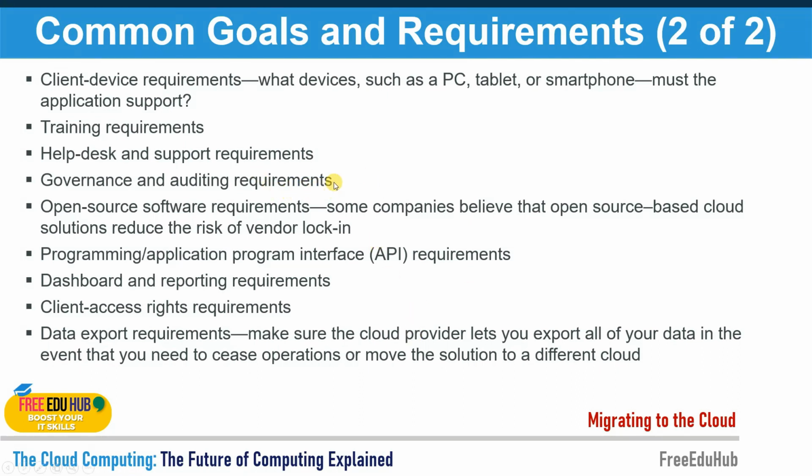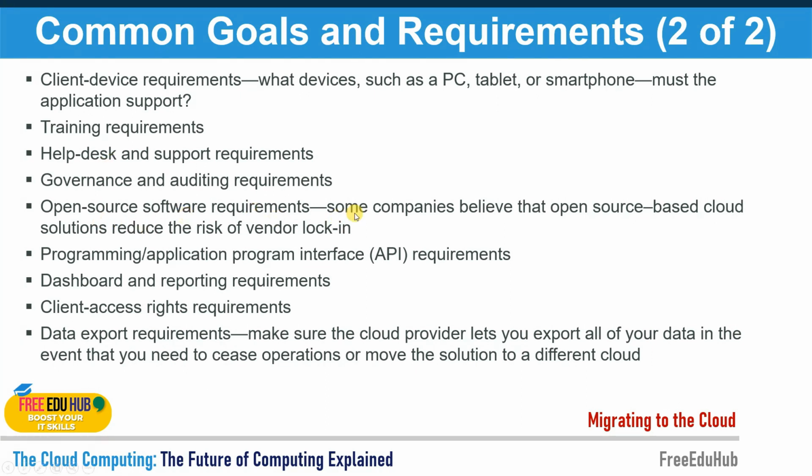Now, governance and auditing requirements means, as I told you, that if you need to have the data saved on-premises, how you'll plan it so that you'll have the appropriate measures for that, making sure that data is available as per the government rules and requirements.